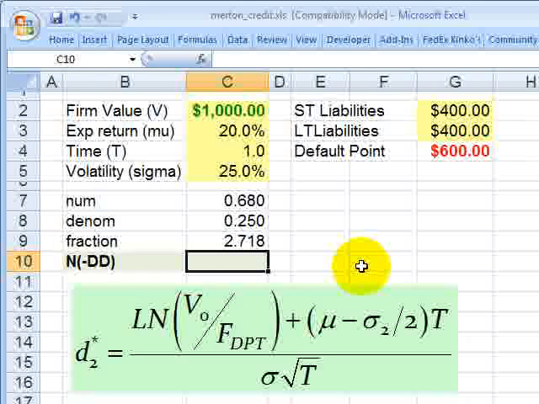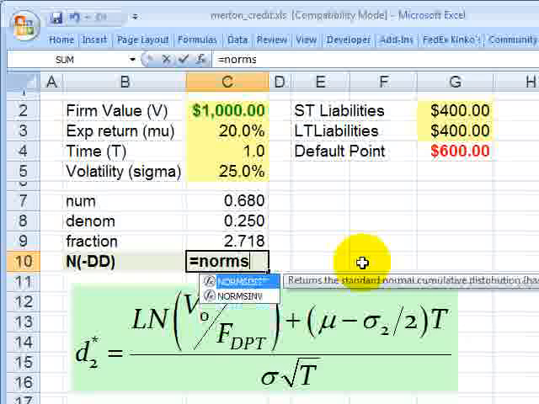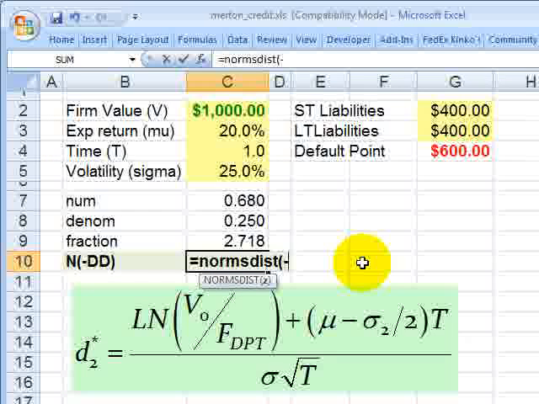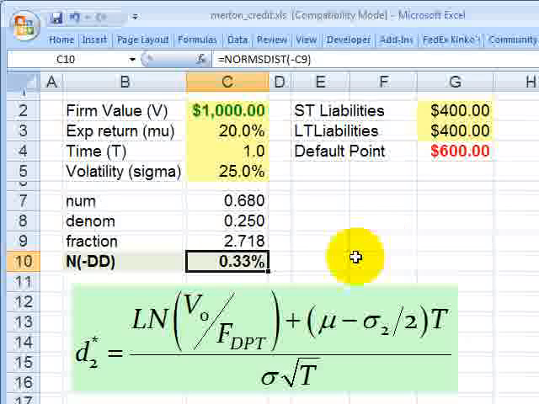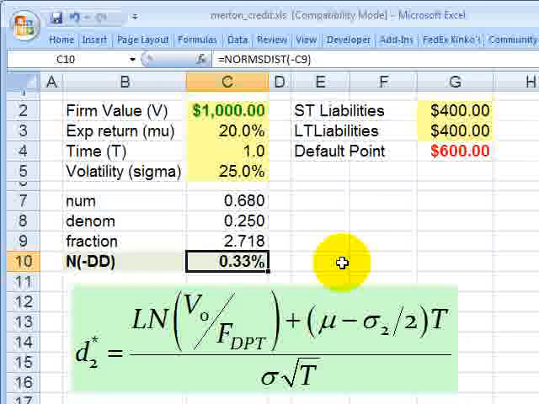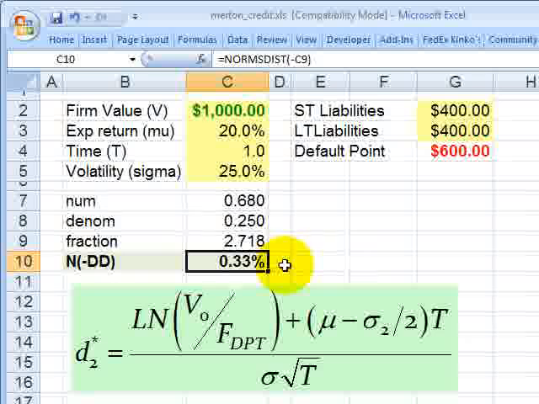Now, if that distribution is normal, then I can use the standard normal cumulative distribution function, NORM.S.DIST, to tell me, if I put a negative in front of it, the probability that I will end up in that tail. And that's 0.33%, or about a third of 1%, is my probability of default, or my expected default frequency as predicted by the Merton model.